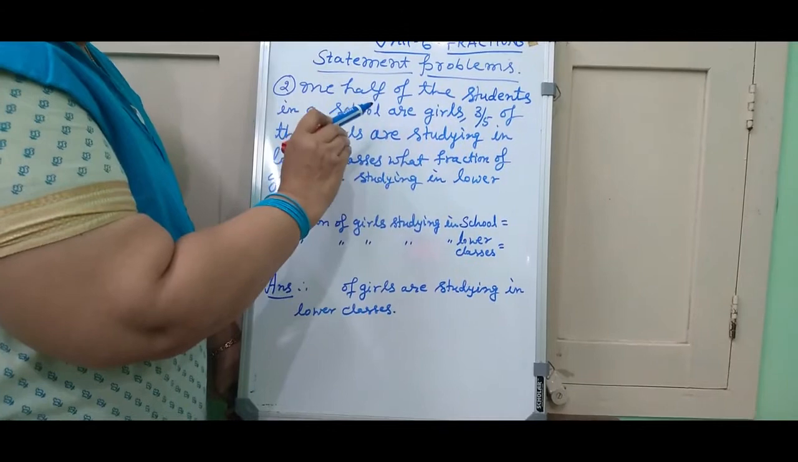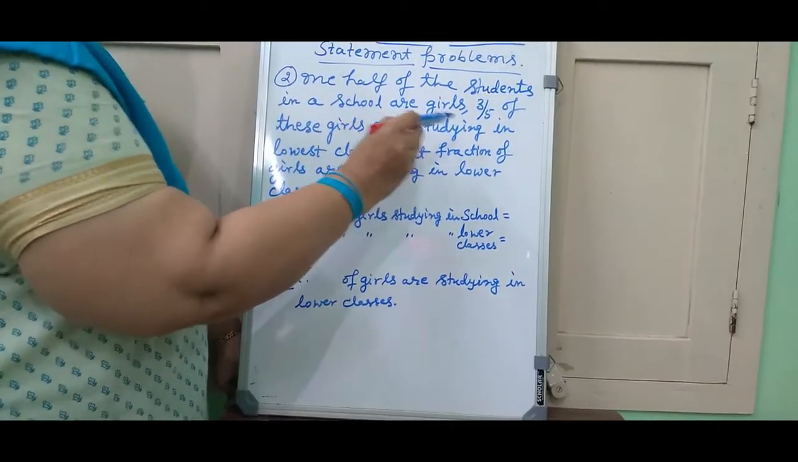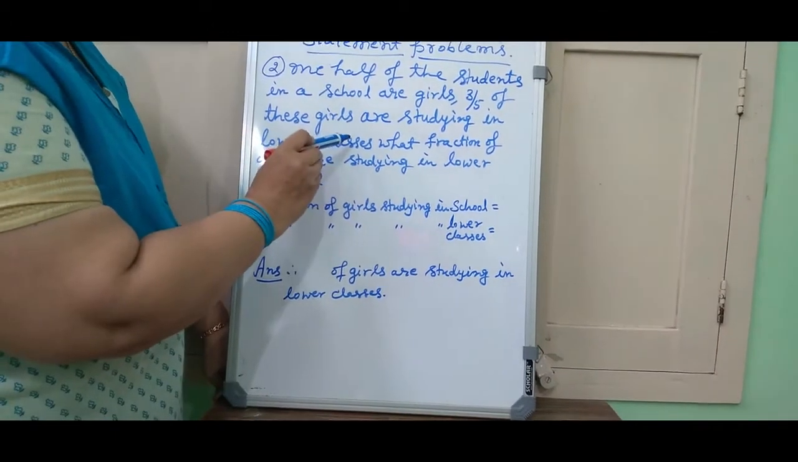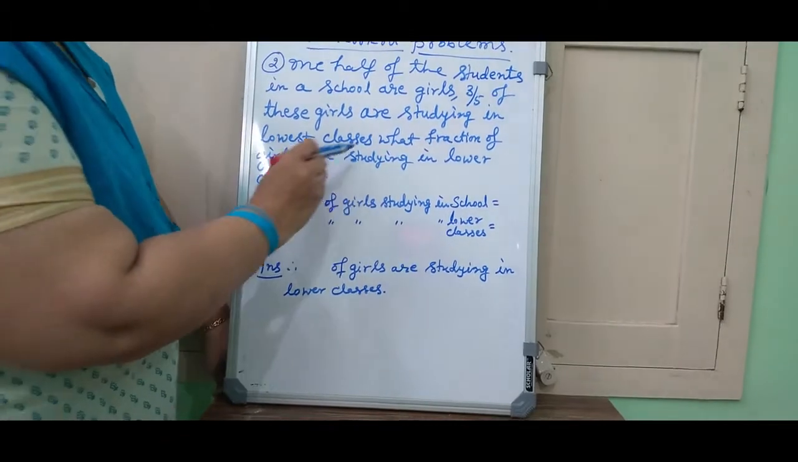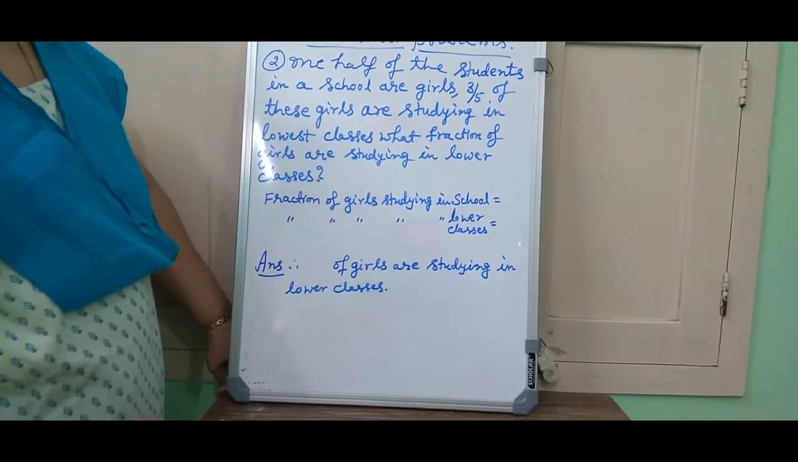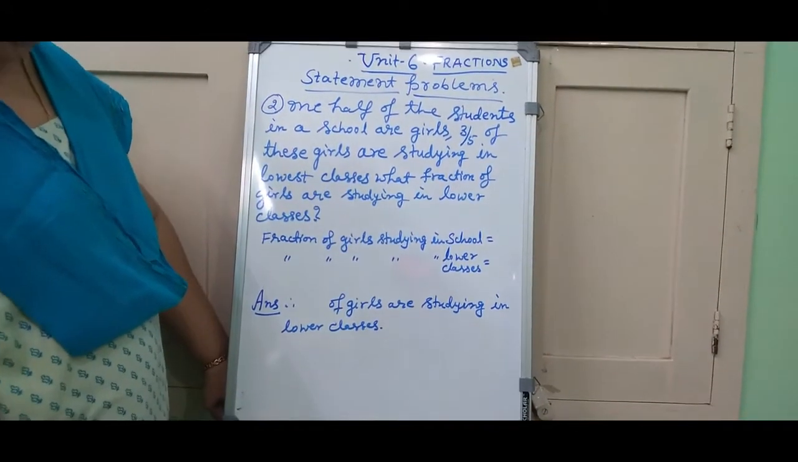And among that 1/2, 3 by 5 of these girls are studying in lower classes. So what fraction of girls are studying in lower classes? We have to find out what fraction of the girls are studying in lower classes.